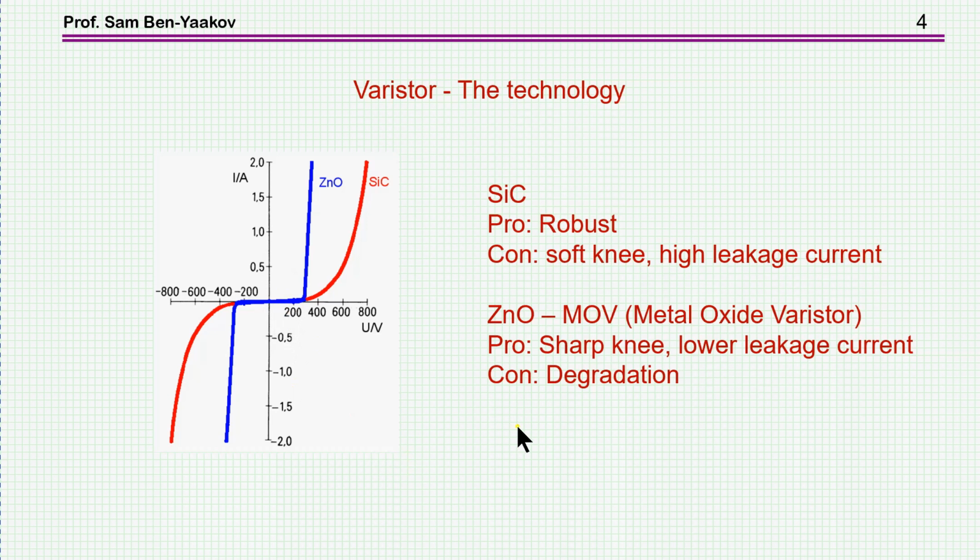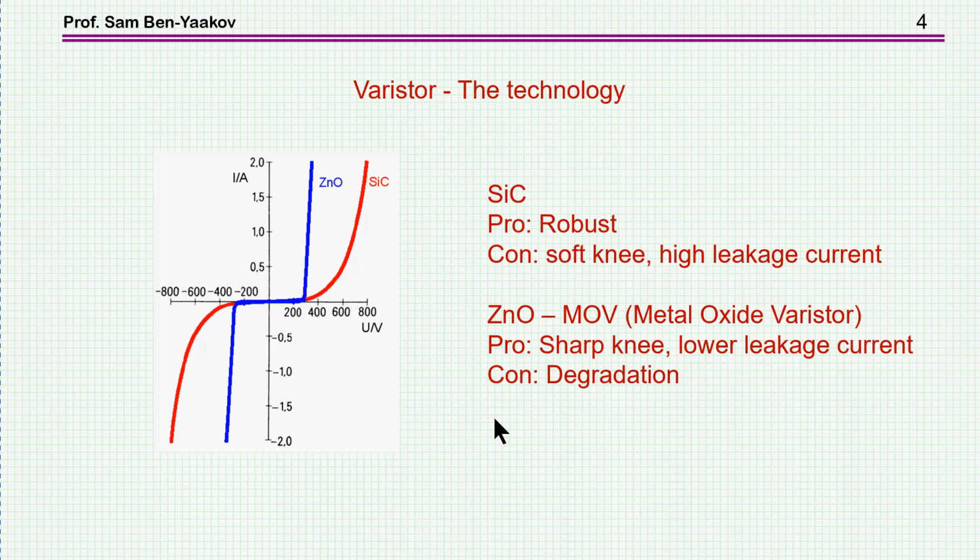But even there is a tendency to change and use the zinc oxide type varistor or metal oxide varistor, the MOV as it is called, because it has a much sharper knee, so the leakage is much lower, and therefore the power dissipation is lower, and you don't have to protect it that much.